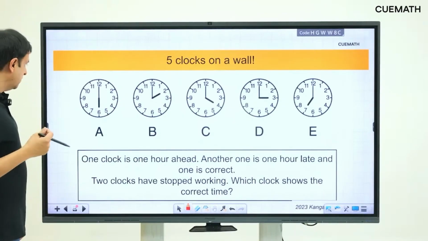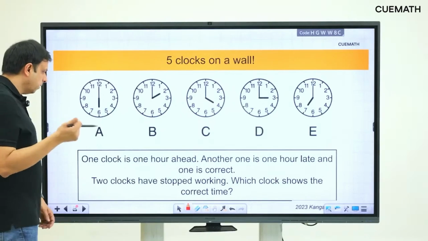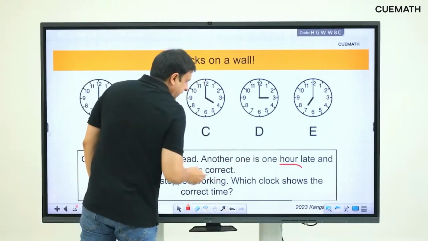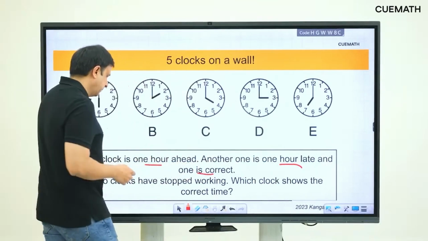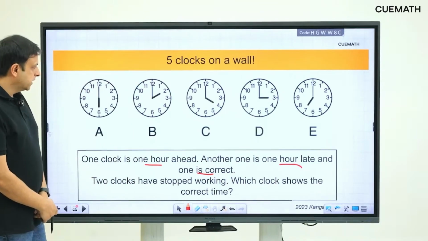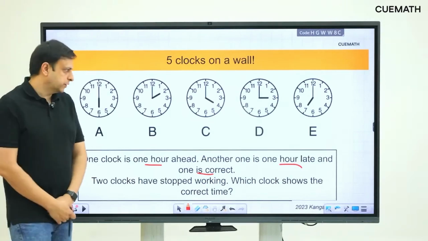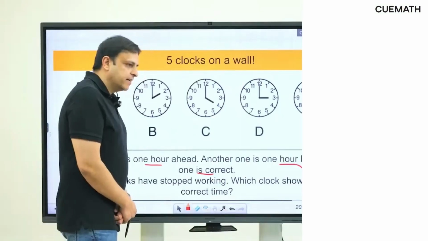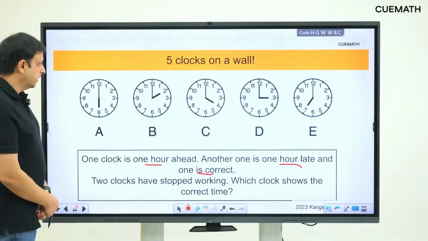5 clocks on a wall, A, B, C, D, E. One clock is 1 hour ahead, another one is 1 hour late, and one is correct. And 2 clocks have stopped working. So which clock shows the correct time? Which clock shows the correct time? Now this one I find very interesting. Here's how you would solve this systematically.